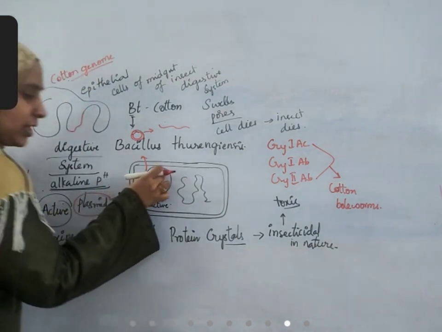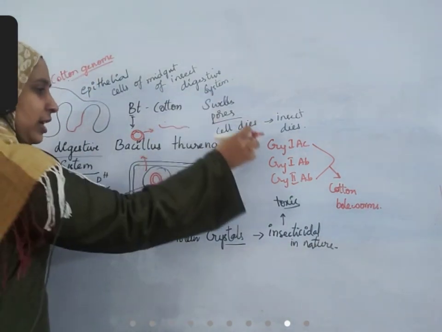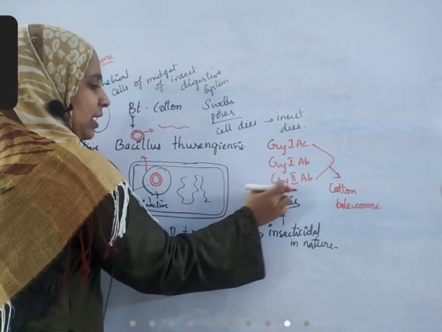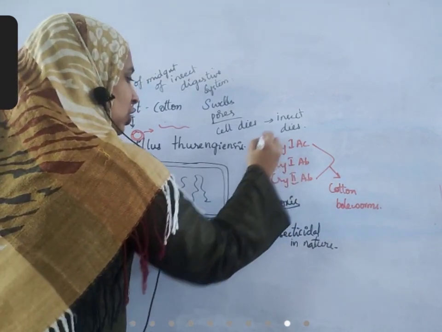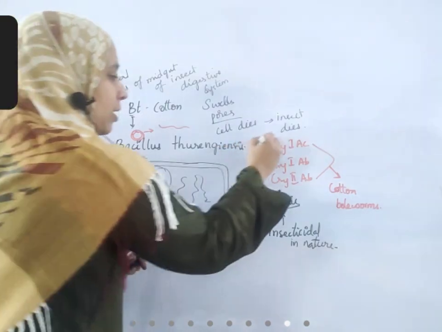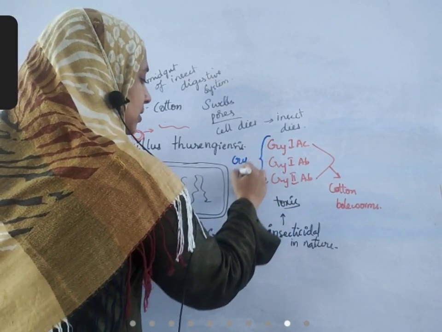Okay, actually, it's not a single gene. It has three different types of genes: Cry1AC, Cry1AB, Cry2AB. These three together are called cry genes.